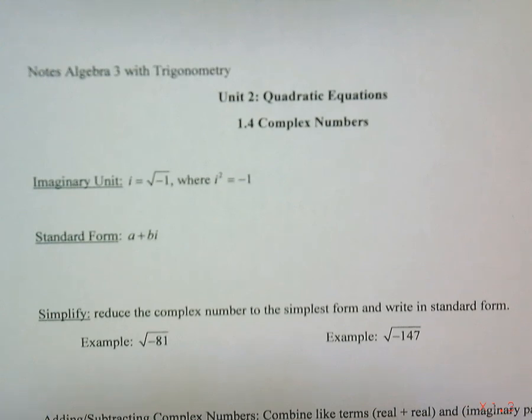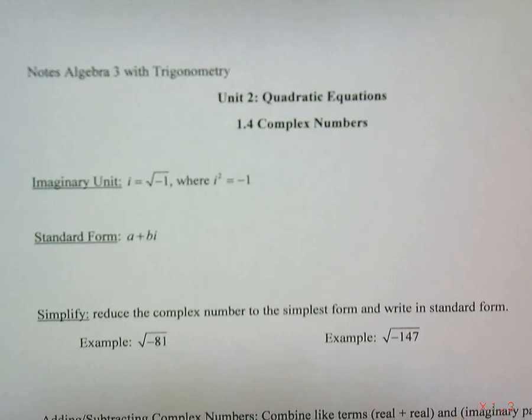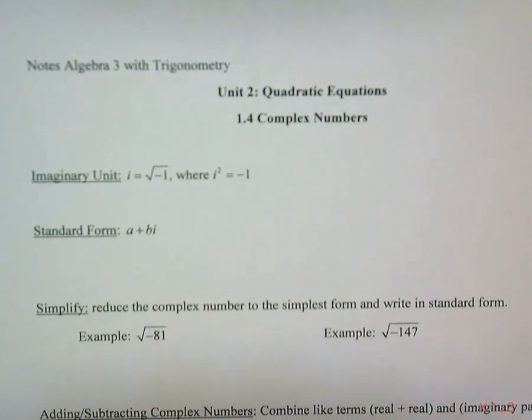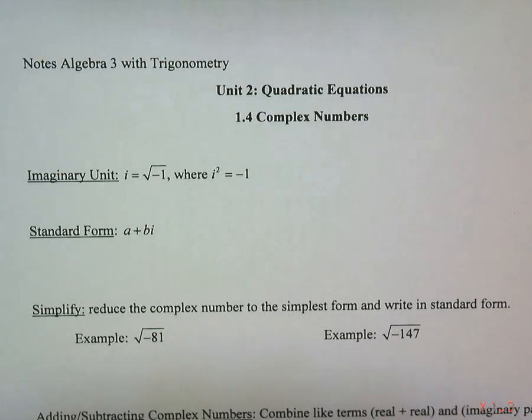These notes are for Algebra 3, Unit 2, Quadratic Equations, Section 1.4, Complex Numbers. So we talk about an imaginary unit, and a lot of students want to know if it's imaginary, why are we using it? But it's a concept that's used in many fields, one of them being engineering and electronics. So the square root of -1 can be directional, and it's kind of hard to understand that one. I'll just give you a little quick view of it.